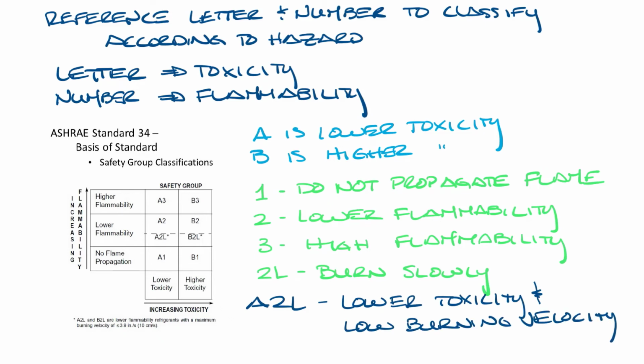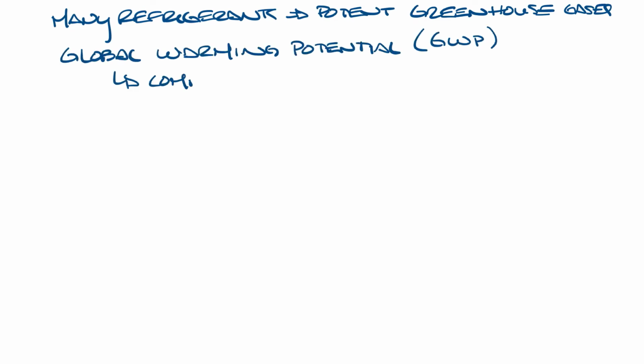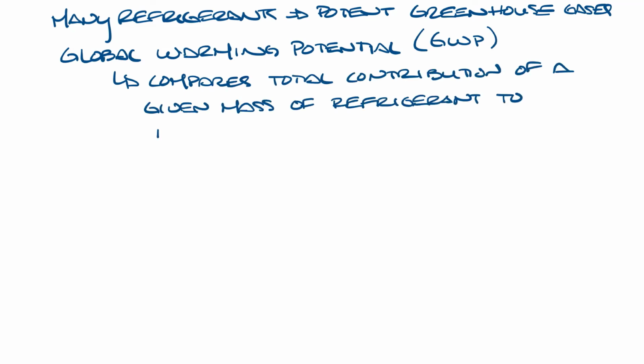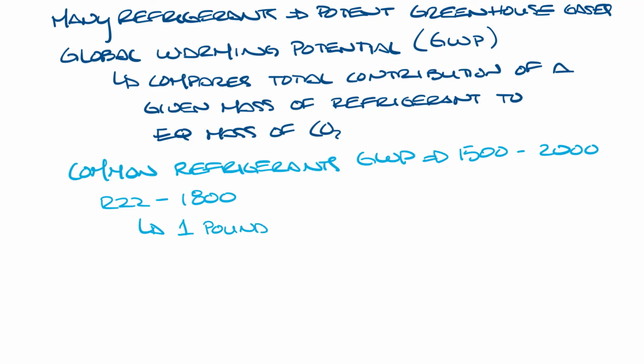Okay, so let's move this out of the way so we can talk about global warming potential. Many refrigerants are potent greenhouse gases. Refrigerants are classified by their global warming potential, GWP, a metric that compares the total contribution of a given mass of the refrigerant gas to the equivalent mass of CO2. Many common refrigerants have GWPs in the range of 1,500 to 2,000. R22, for example, has a GWP of 1,800, meaning that 1 pound of R22 in the atmosphere is equivalent to almost 1 ton of CO2.